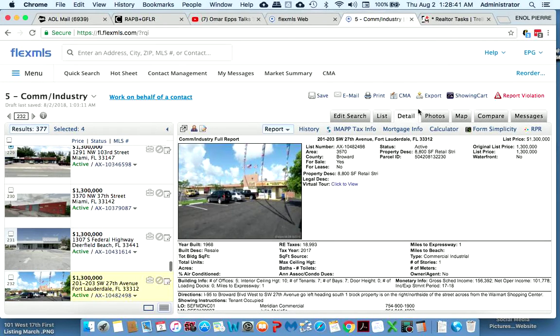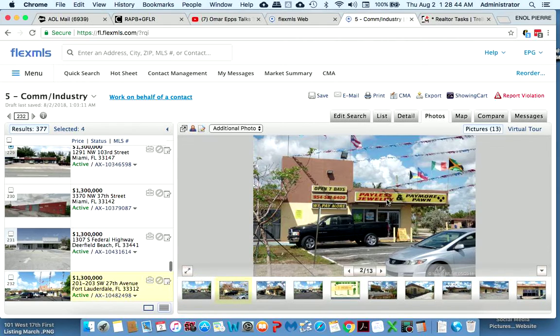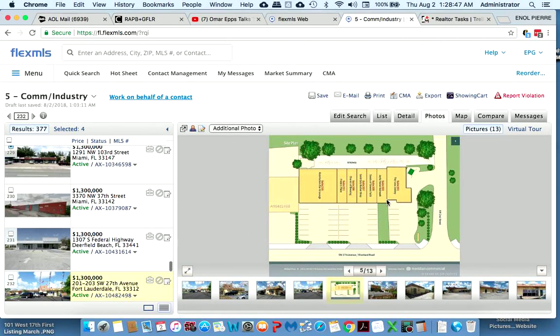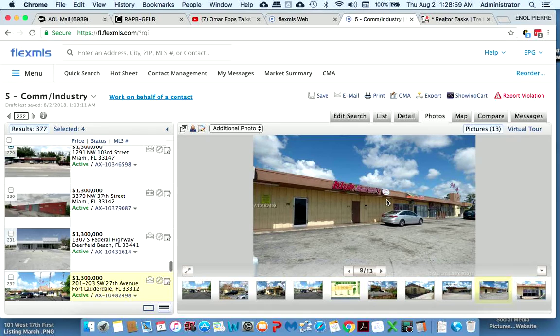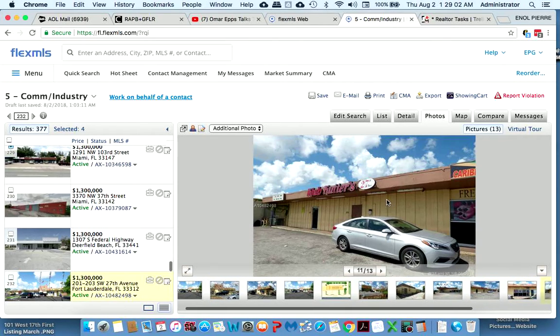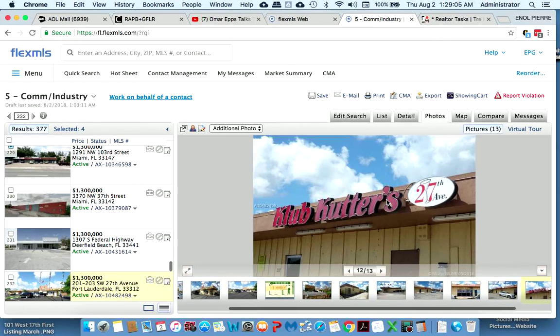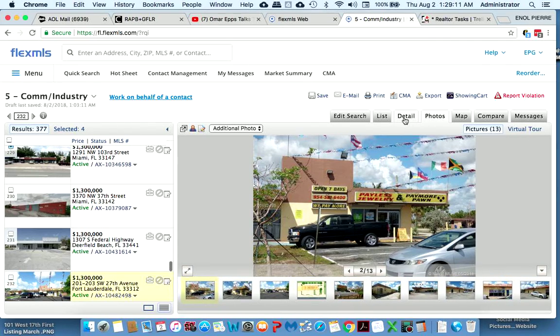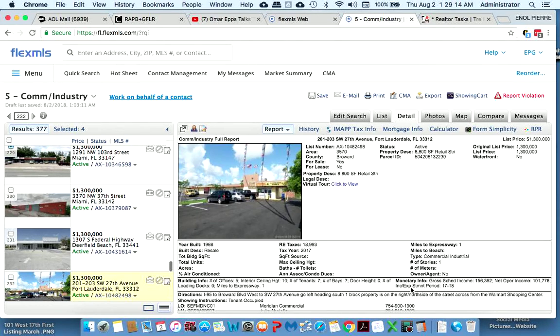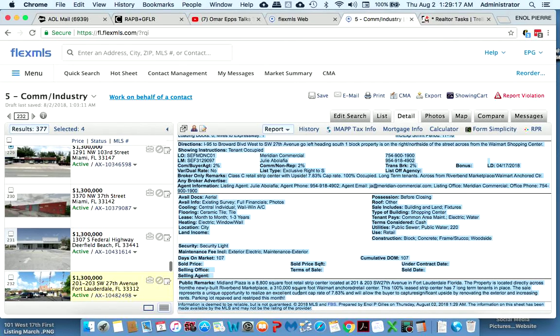Okay, so here it looks like another little shopping center. They got a jewelry store. They got some kind of food spot, some kind of bar, a barber shop. All right, it's not bad. It has a little possibility here. Let's read about it. Good, decent cap rate, 7.83.